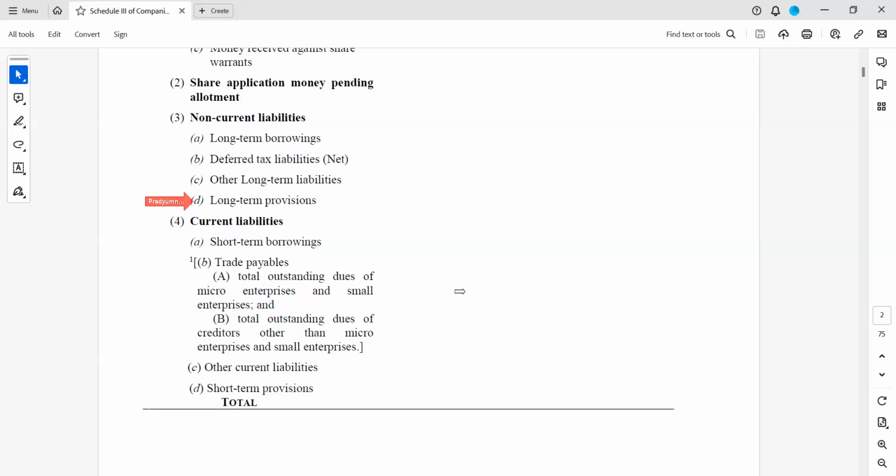See, in the previous session we stopped at long-term borrowings and so on. Now we will continue from there. We have completed share application money, and how they have prepared the reconciliation of preference shares and equity shares. Now we are moving to long-term liabilities.